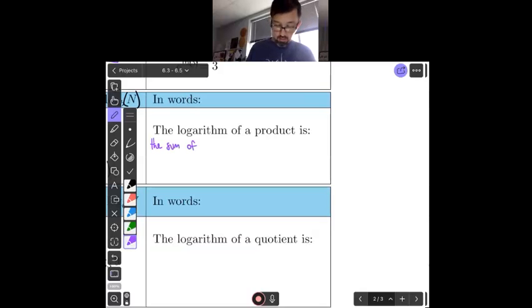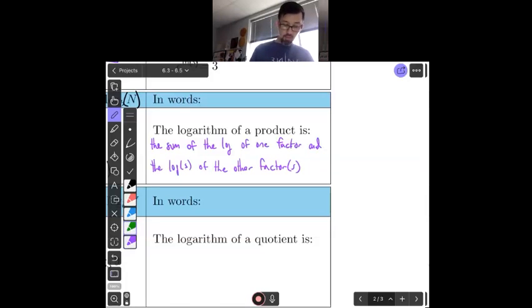of the log of one factor and the log of the other factor or factors, because it could be multiple. But again, the big thing here is that multiplication becomes addition of logs.